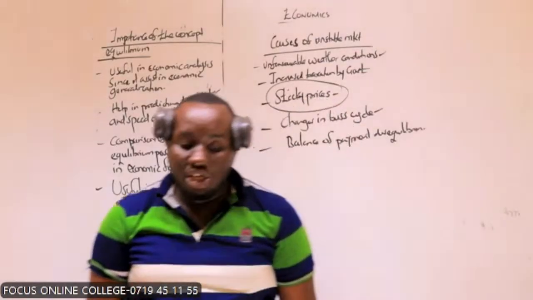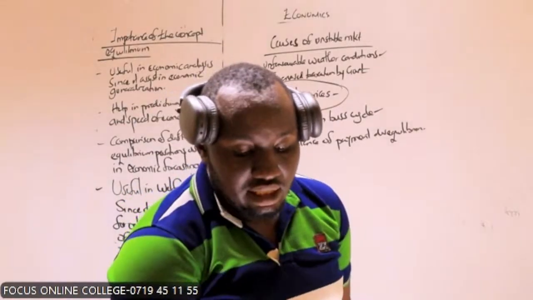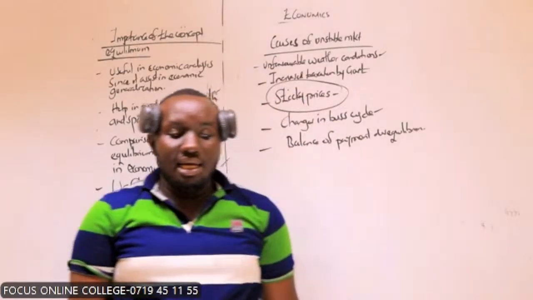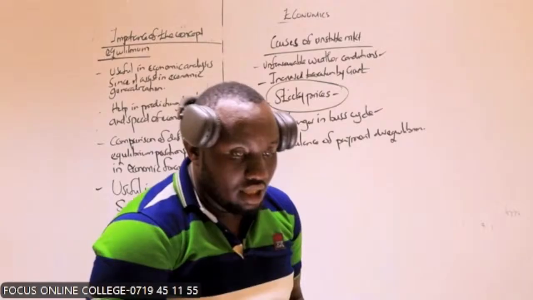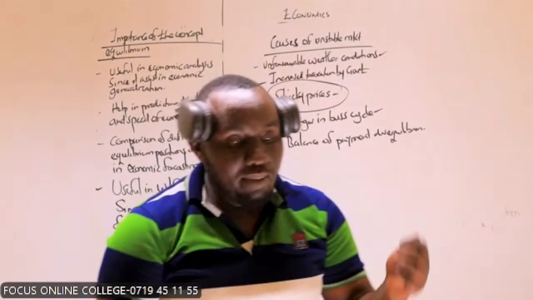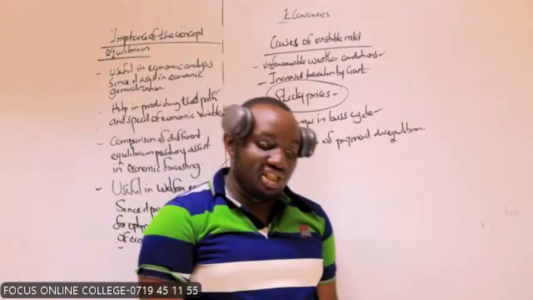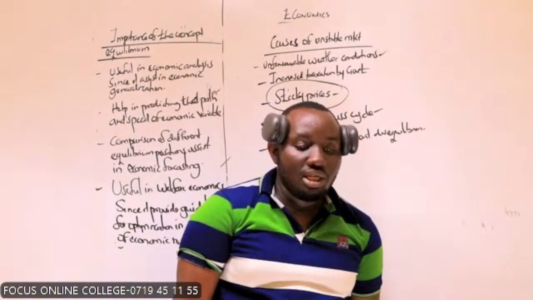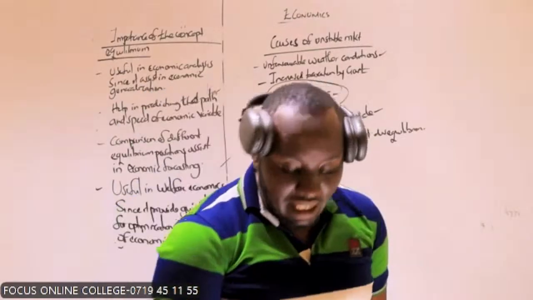That is what you call balance of payment disequilibrium. Import and export are not balanced. You know that when import is greater than export, we have what we call a deficit balance of payment. But when export is more than import, then we have what we call a surplus balance of payment. That is the third one.